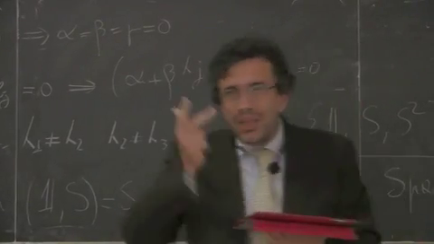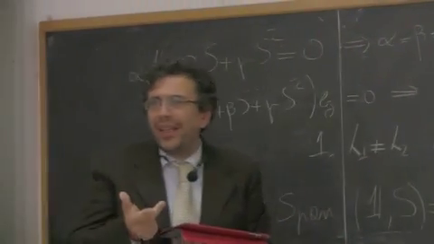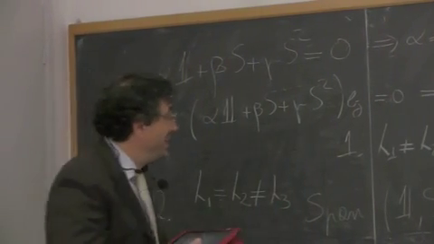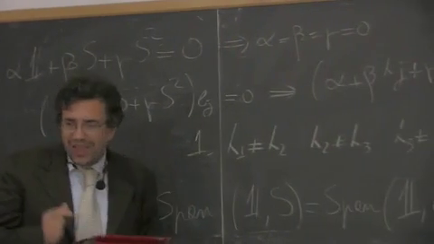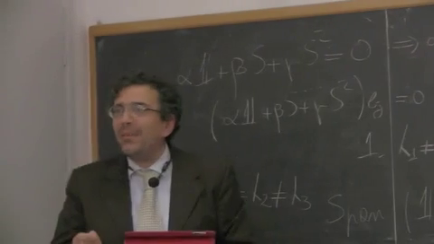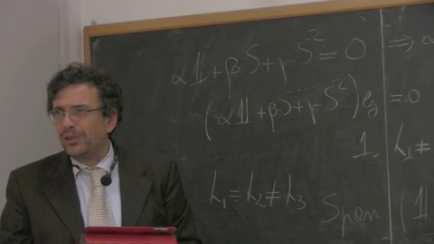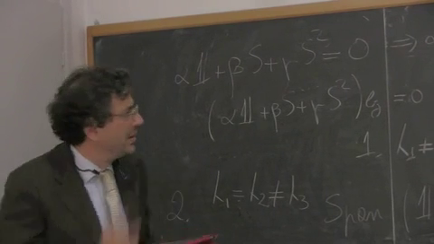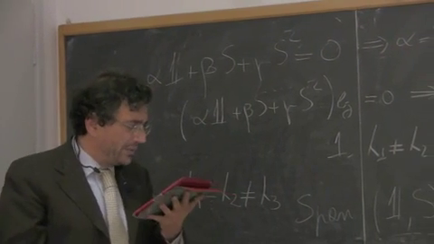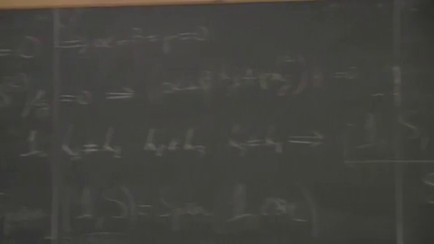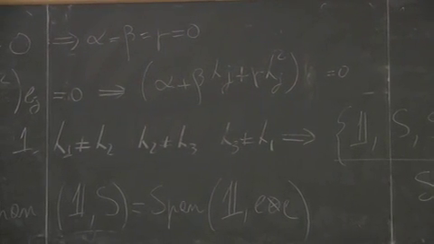We have three distinct numbers which verify the same quadratic equation, polynomial equation. This is possible if and only if alpha, beta, and gamma are all 0. The result is well known.